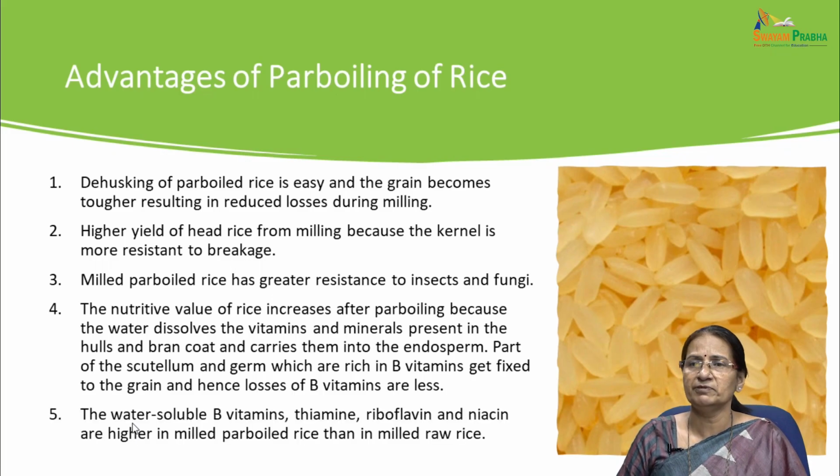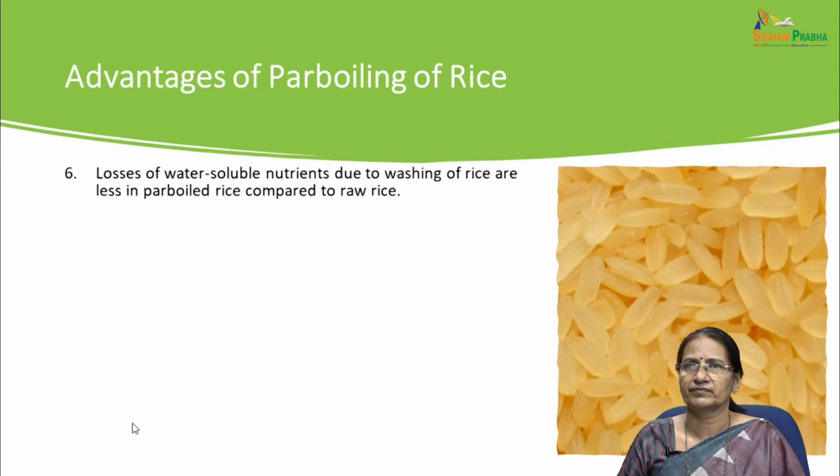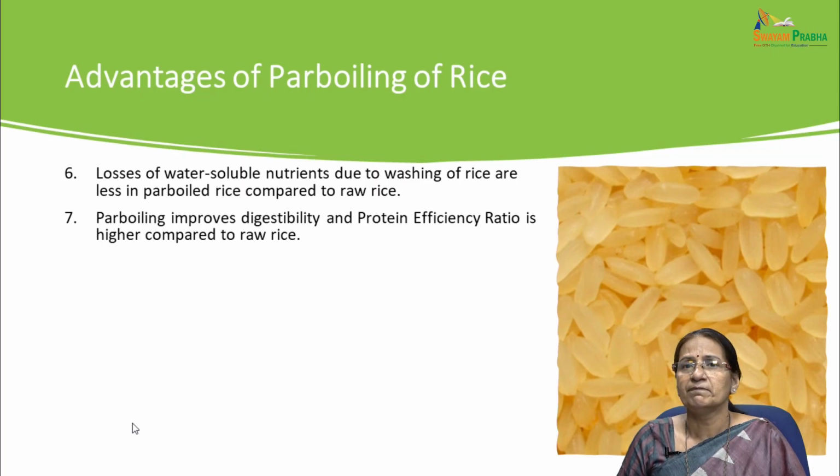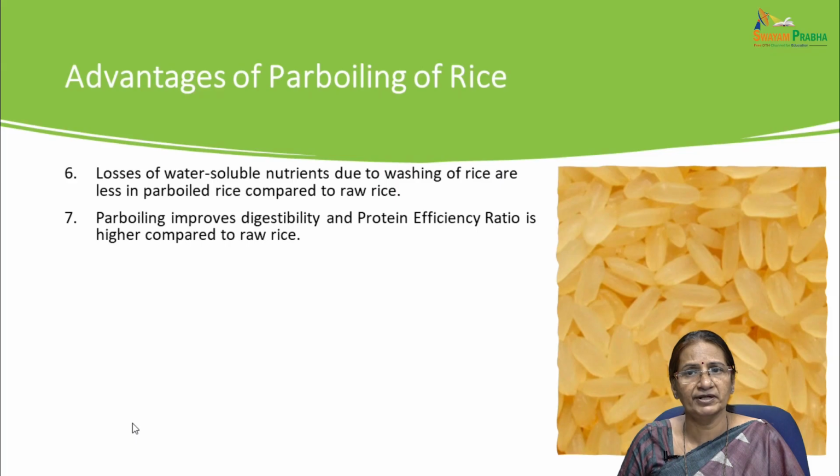The water-soluble B vitamins, thiamine, riboflavin and niacin are higher in milled parboiled rice than in milled raw rice. Losses of water-soluble nutrients due to washing of rice are less in parboiled rice compared to raw rice. Parboiling improves digestibility and protein efficiency ratio is higher compared to raw rice.